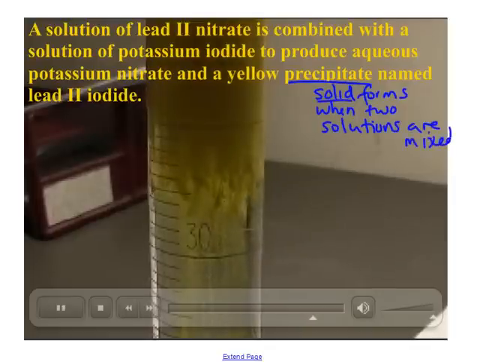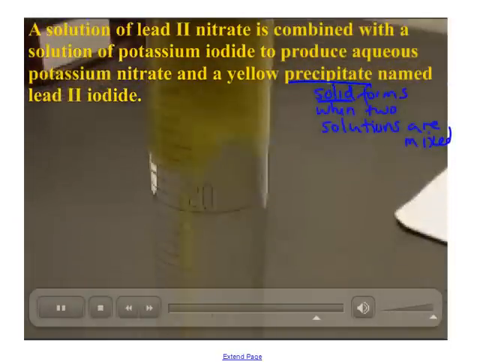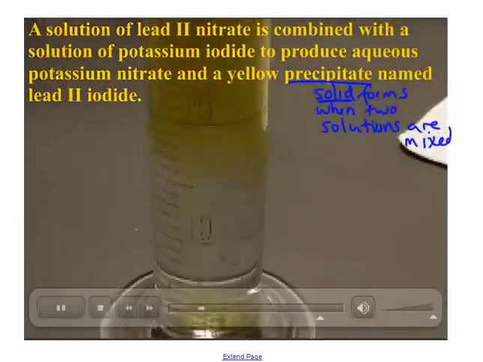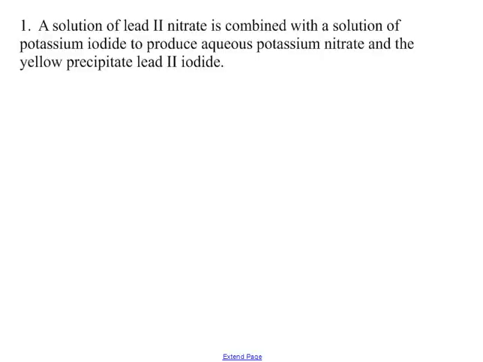Okay, so the key thing here, when you see the word precipitate, you know that that product is going to be solid. All right, so let's take a look at this equation written over again, and what we're going to do is start by writing the chemical formulas for the reactants and the chemical formulas for the products. So you have to identify who are the reactants and who are the products.